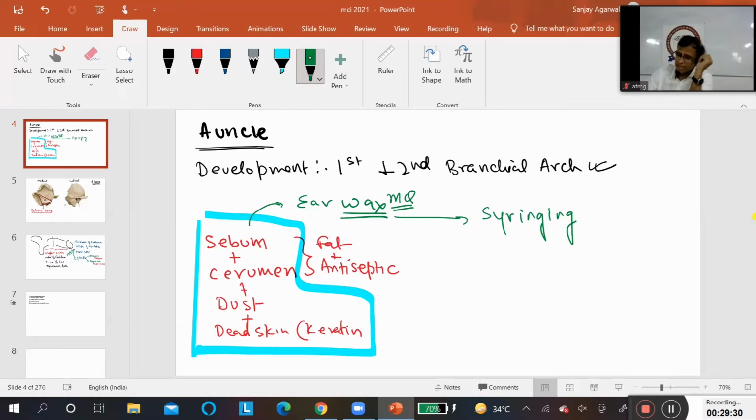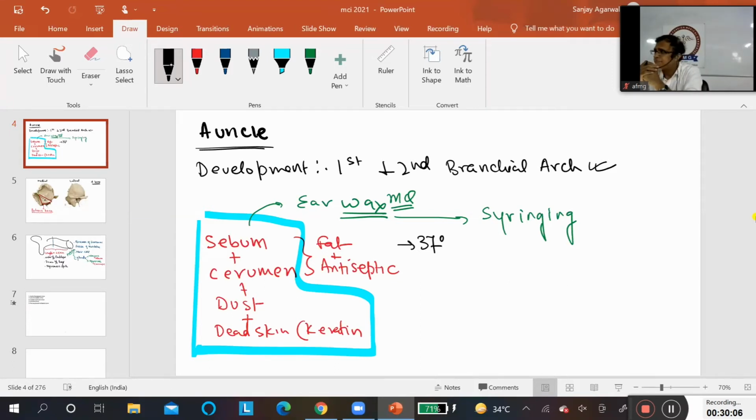But there are two things here. When you syringe the canal, there are two important points you have to keep in mind. I told you syringing is like flushing the canal with water. You have to know the temperature of the water you use for syringing. You can't just take water from a bottle and syringe. No. The water must have a particular temperature. And what is the temperature? Same as body temperature, approximately 37 degrees.